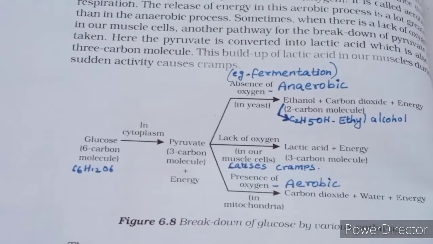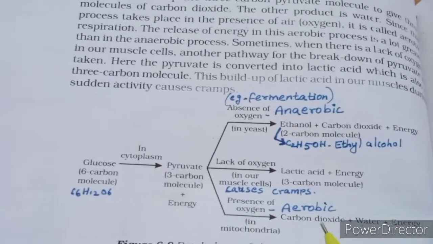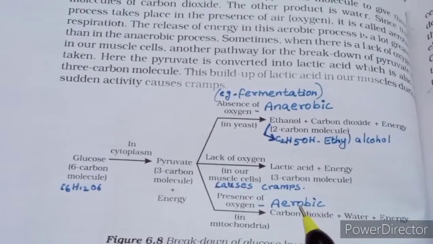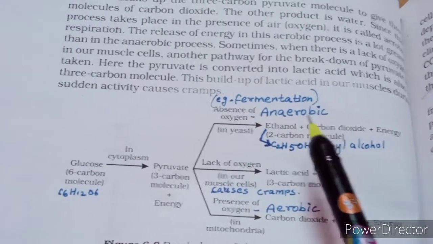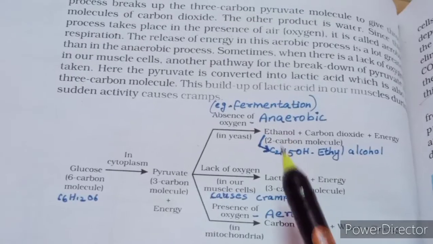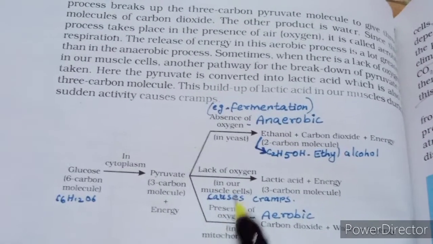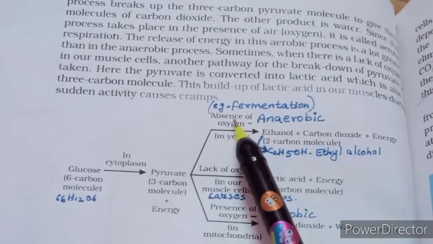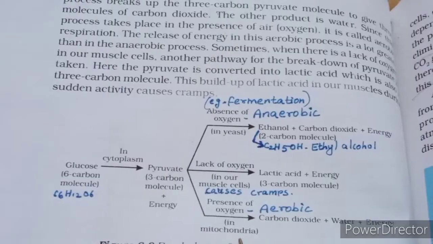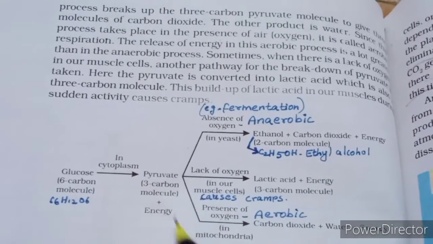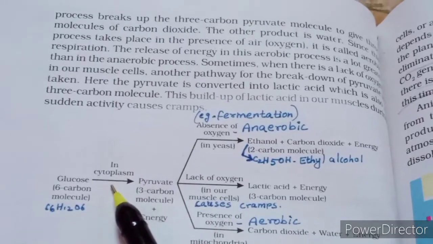Write the differences between aerobic and anaerobic modes of respiration. This is a repeated question in your board exam. So you should know the meaning of aerobic respiration and the equation, and for the anaerobic respiration also. First point, aerobic respiration takes place in presence of oxygen. Anaerobic takes place in the absence of oxygen. And aerobic respiration takes place in cytoplasm and mitochondria, and anaerobic respiration takes place only in cytoplasm.